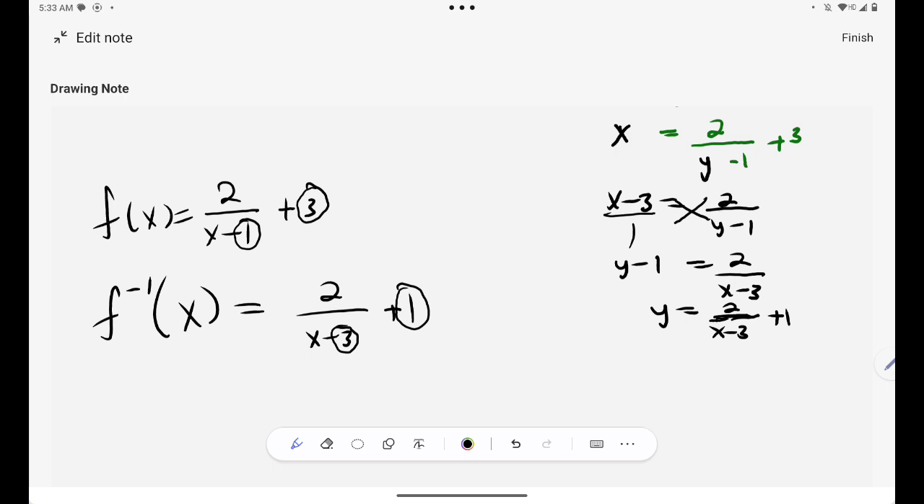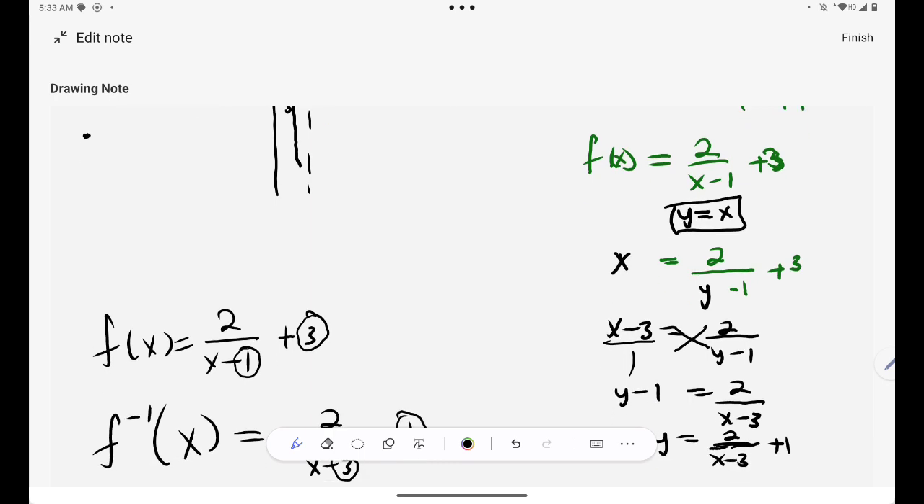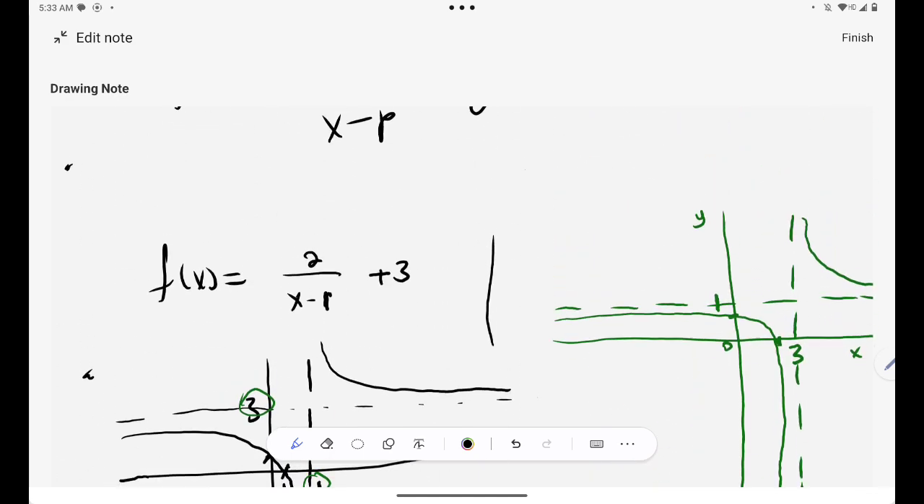Whatever happens on x of the original graph will happen on y of the inverse function, and vice versa. Whatever happens on y of the original graph will happen on x of the inverse graph. Are we together? So finding the equation, you just simply need to interchange x and y and then isolate y, and then you'll get your equation. Are we together? Same applies to all the functions, guys.